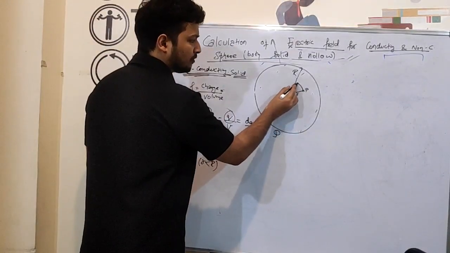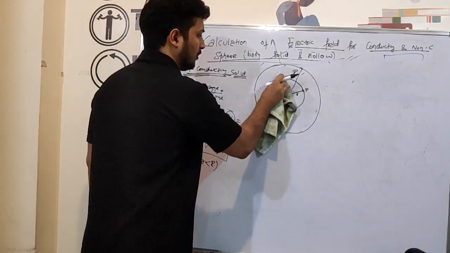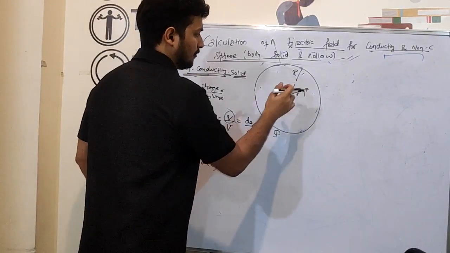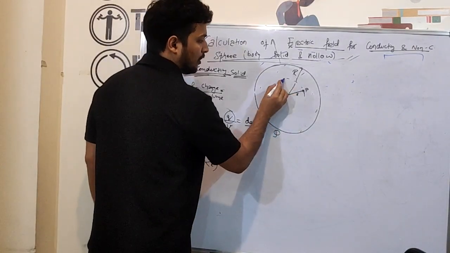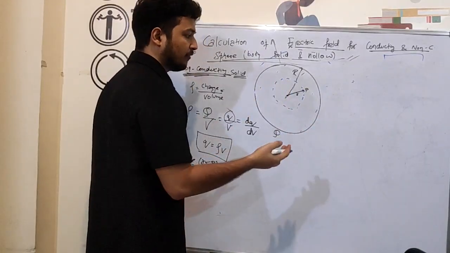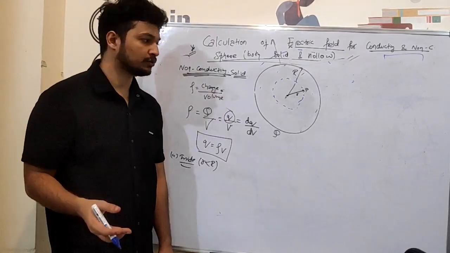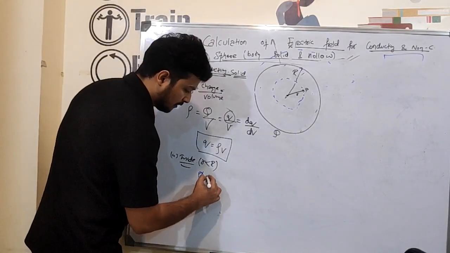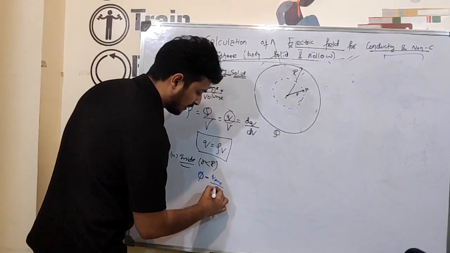What we are going to do is simply draw our Gaussian surface, with a different color so that you don't confuse it. We are going to draw a Gaussian surface taking this point's distance as our radius. And again we are going to apply the basic principle of Gauss law. What Gauss law says is the total flux will be equal to the net charge enclosed divided by epsilon naught.